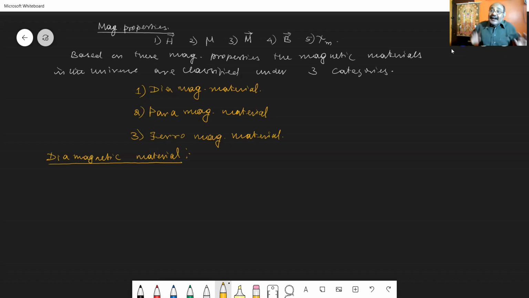Now that diamagnetic material is placed inside a uniform magnetic field. When I place that diamagnetic material inside an external magnetic field, what happens is that some of the electrons revolving in the orbits of an atom are speeded up and some are slowed down. The electrons that are speeded up are those moving in the anti-parallel direction to the magnetic field, while the other electrons are slowed down.